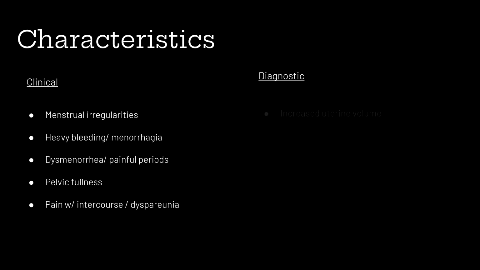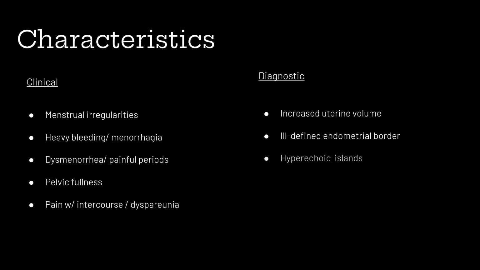On the diagnostic side, as far as ultrasound, we're going to see an increased uterine volume, ill-defined endometrial borders, hyperechoic islands, or myometriosis. Also, the Venetian blind sign is something that we're going to look at as well. So you can have a combination of any of these to come up with a diagnosis of adenomyosis.